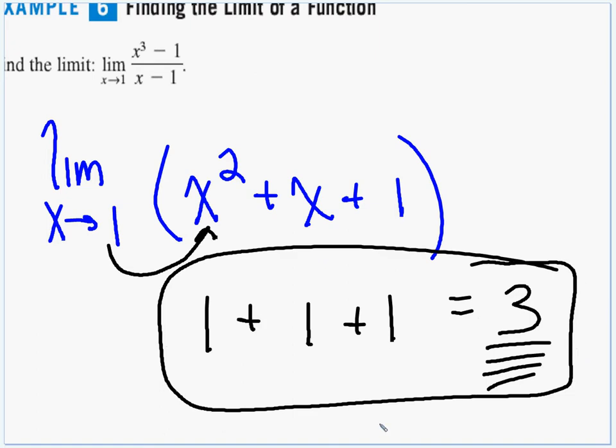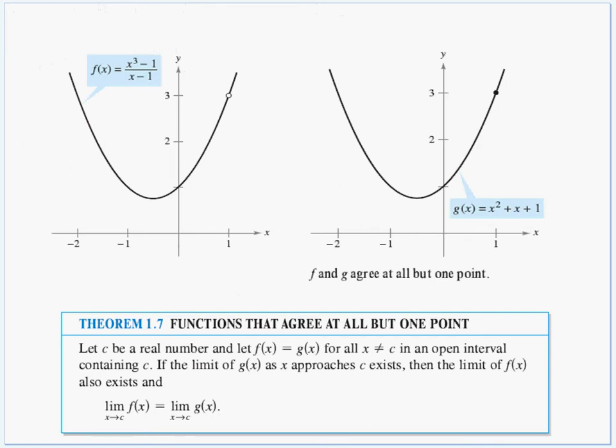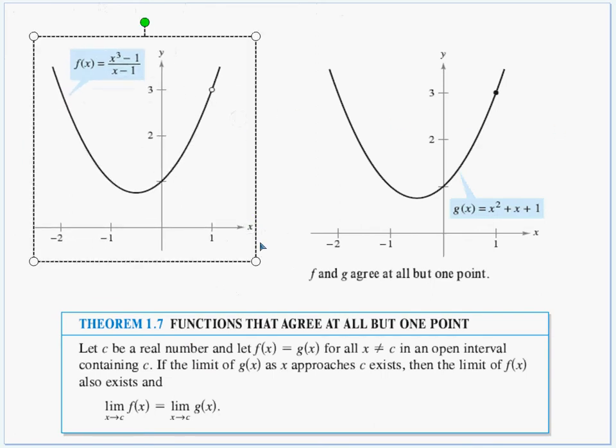The graph was not provided. We might have been able to estimate it from the graph, but here we factored and canceled. So now let's go back. I think on the next slide here. Yeah, okay. Got two graphs here.